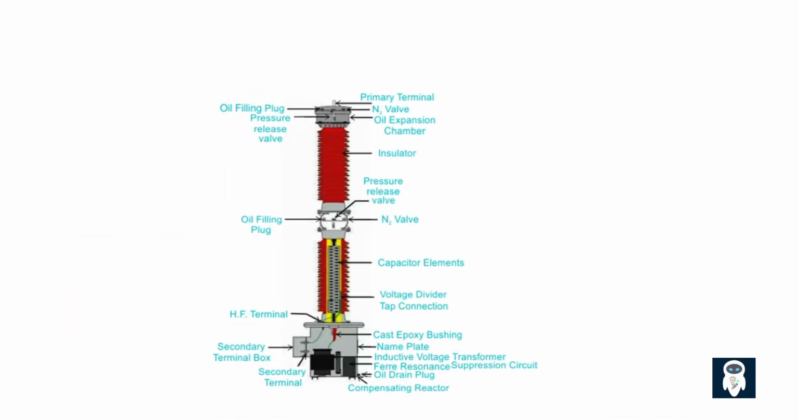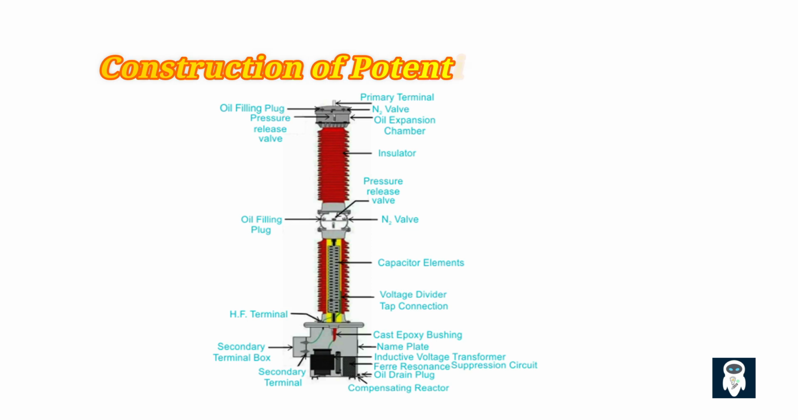A voltage transformer, VT, is an instrument transformer used to detect high voltages in electrical power circuits. The construction of a potential transformer includes the following components. 1. Core. The transformer's core is built of laminated magnetic material, such as iron or steel, to create a low-reluctance path for the magnetic flux. Hysteresis and eddy current losses are minimized by the design of the core.